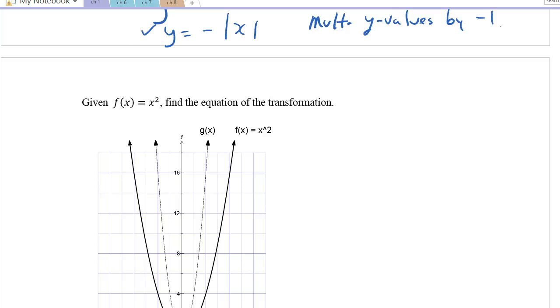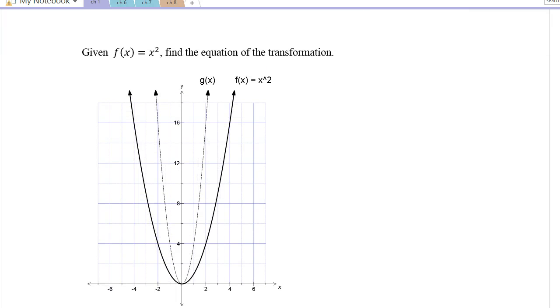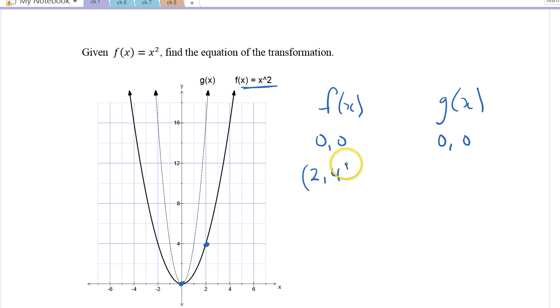Okay, here we have another one. And we don't have to do a table of values in this one. So if f of x is our original function, what's happening to our g of x values here? So let's take a couple of points. If I say f of x, and then here is g of x. For f of x we have 0, 0, and for g of x I have 0, 0 as well, so that's the common point, right? How about when I do 2, here's an easy one to figure out, 2, 4.